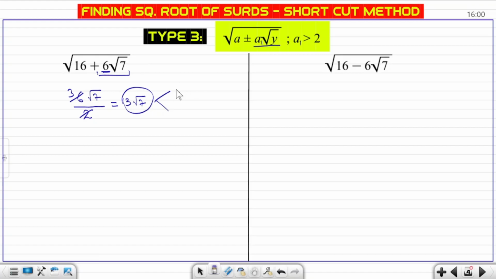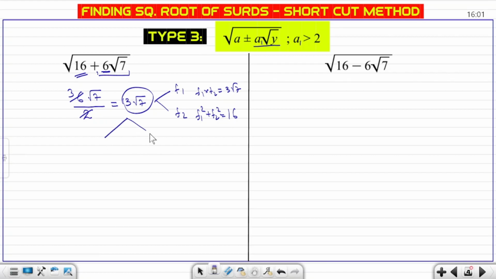Find two factors f1, f2, and it should follow the same condition as in type 1. f1 into f2 equal to 3 root 7. Then f1 square plus f2 square should be, here what is the number? It is 16. It should be equal to 16.